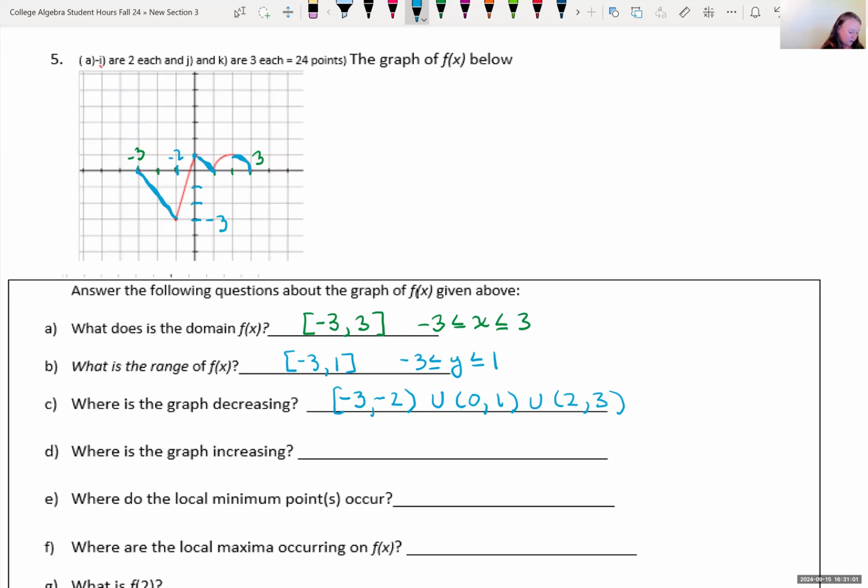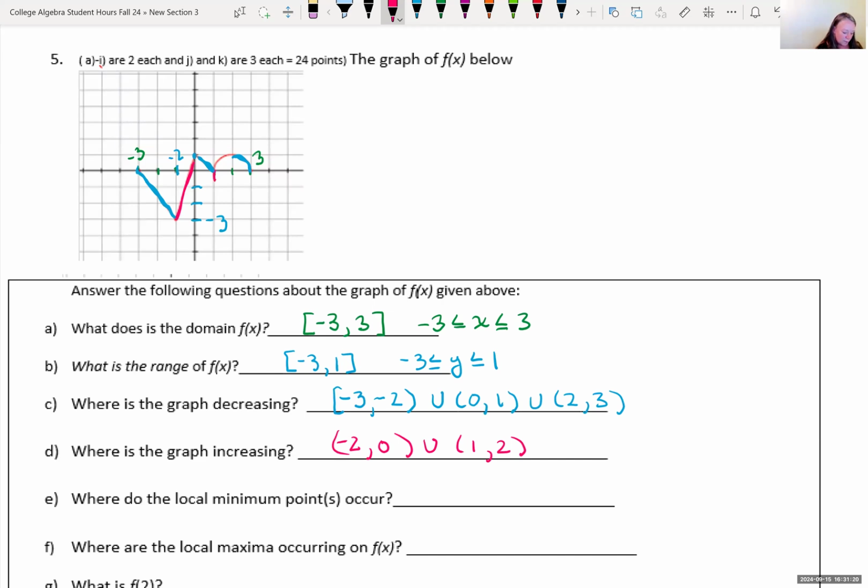Where is the graph increasing? Well, that's where we're going up left to right. So I'm starting at negative 2, so parentheses negative 2, and I'm stopping at 0. Union, I'm also starting at 1 and stopping at 2.